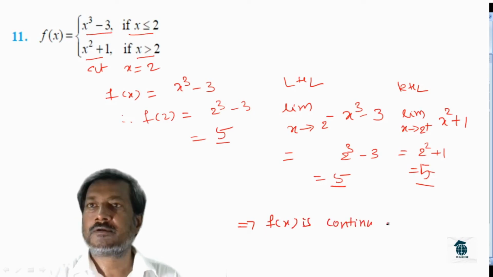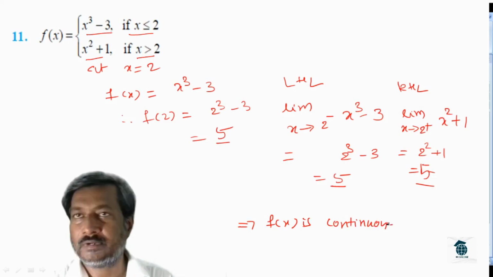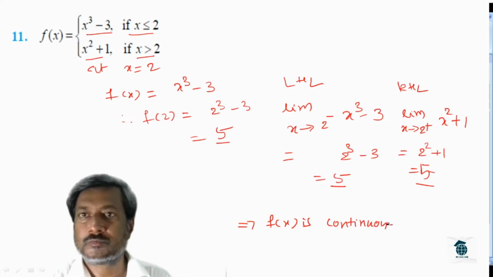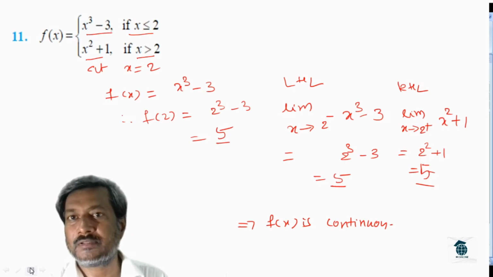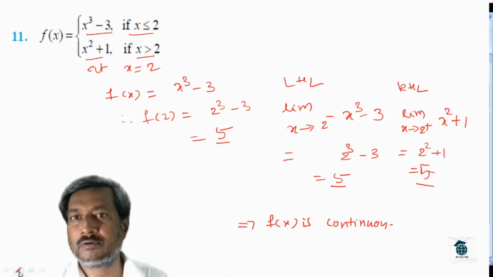f(x) is continuous at the point 2. So it is a routine procedure. There is no change in the procedure. You have to solve all the problems in the same manner.